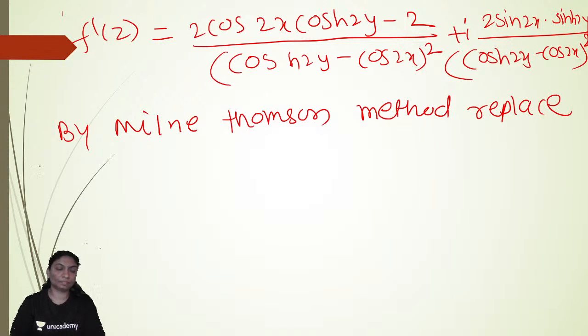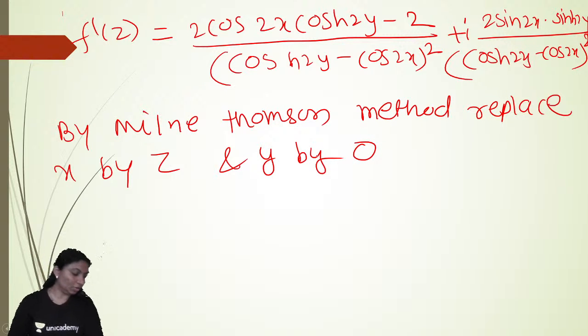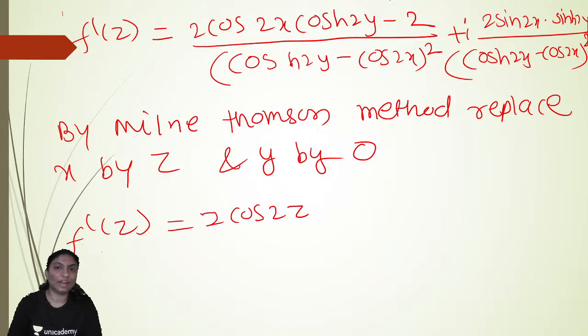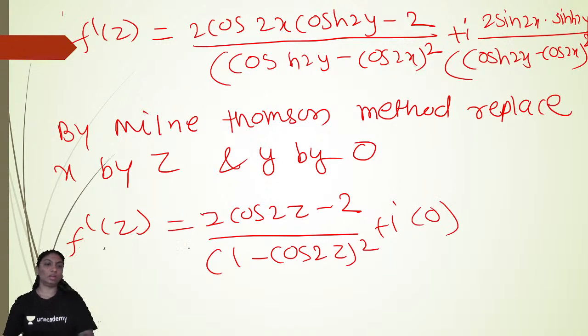Replace x by z and y by 0. Okay, so you will get here f dash of z is equal to 2 cos 2z (with y = 0) minus 2 upon cos h2y, so 0 is 1, minus cos 2z bracket square, plus i into 2 sin 2z into 0, so this will become 0, so i into 0. So this is your f dash of z.